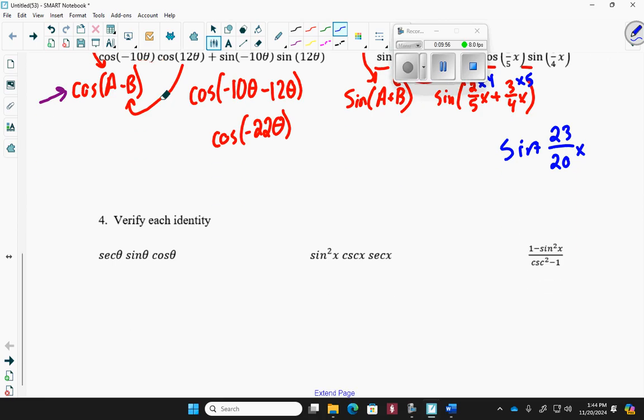Verify each identity. If you remember in class, I told you anything that is not sine or cosine, convert it. So secant will be 1 over cosine times sine over 1 times cosine. It's already over 1. All right, do the math. What happens is your cosines cancel out, and technically you can say your 1's cancel out too, and your final answer is sine.